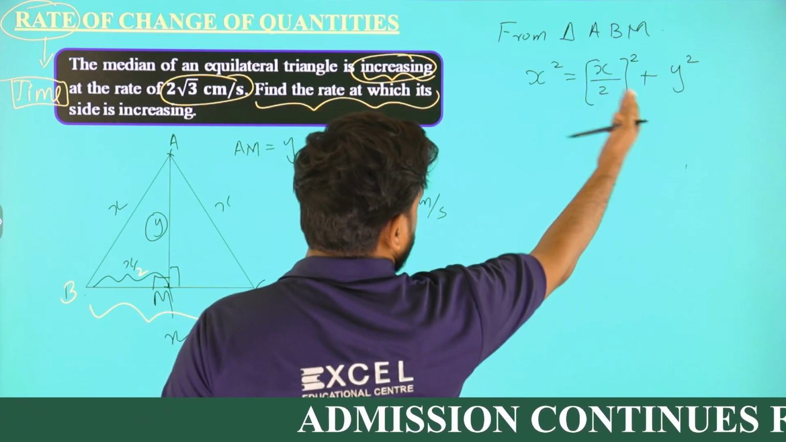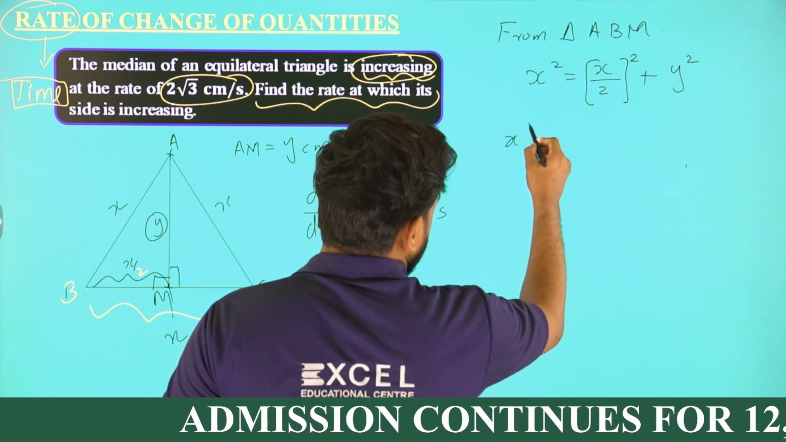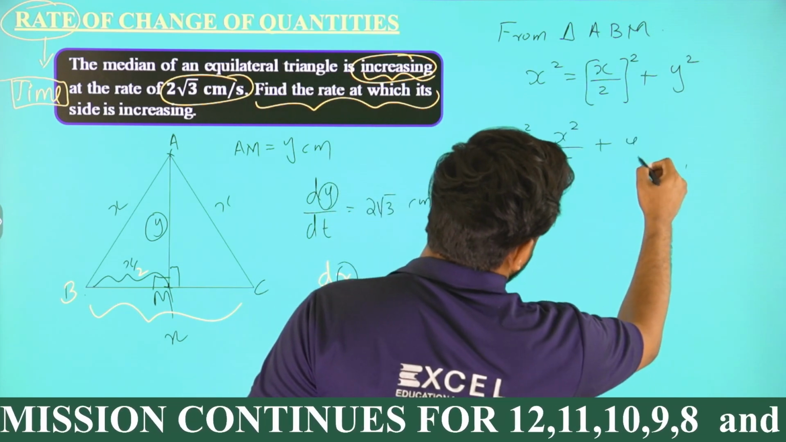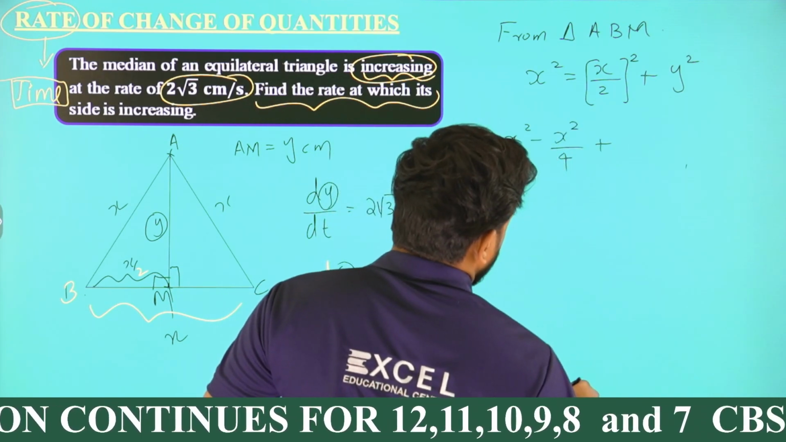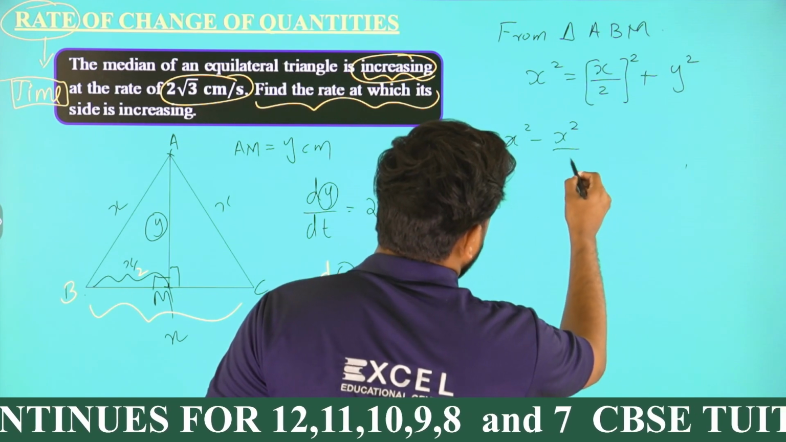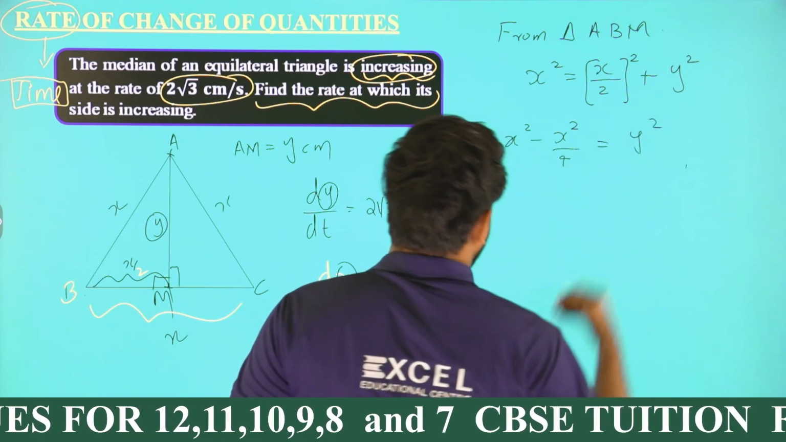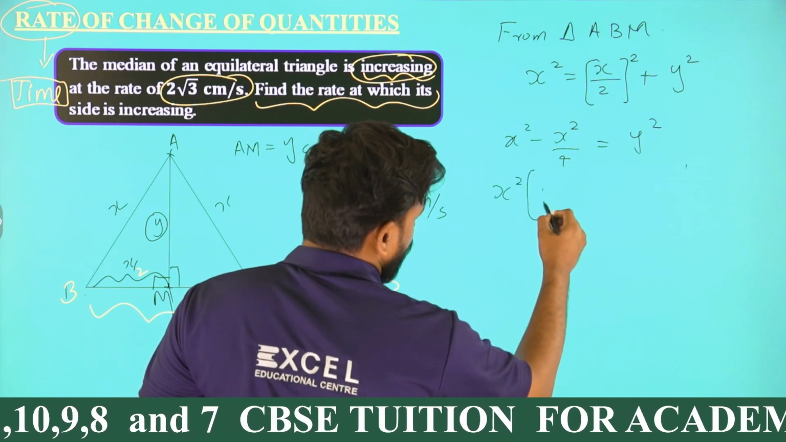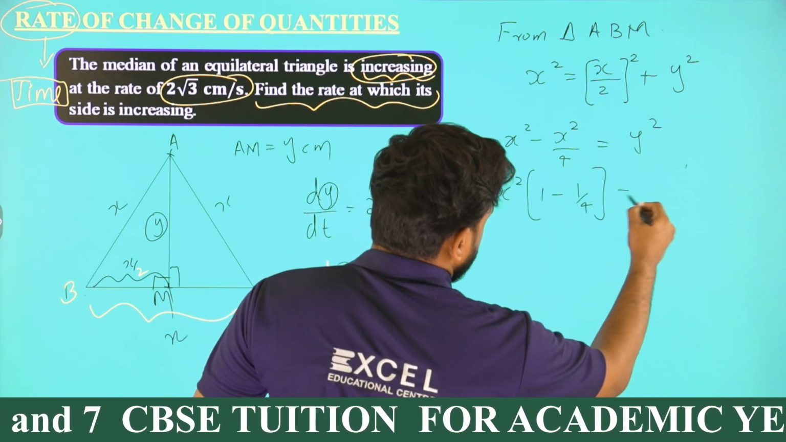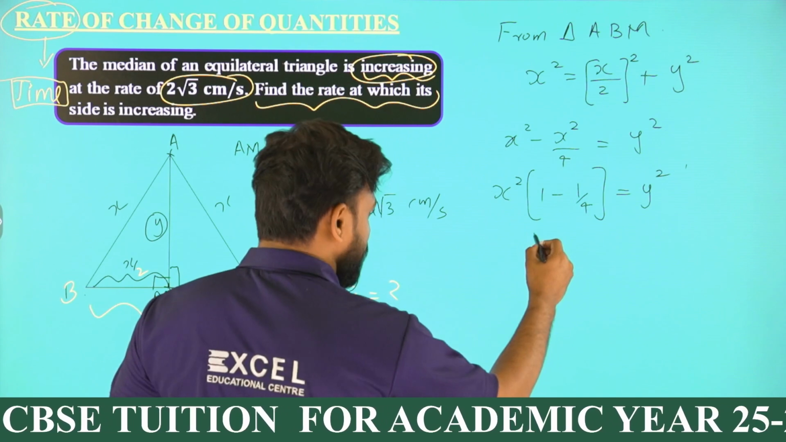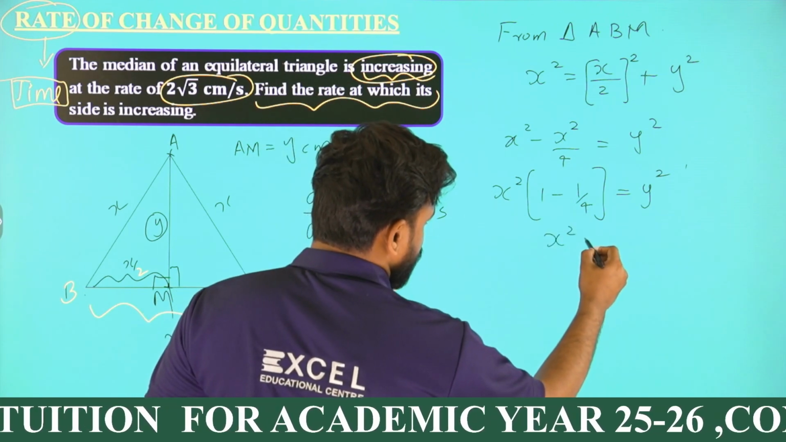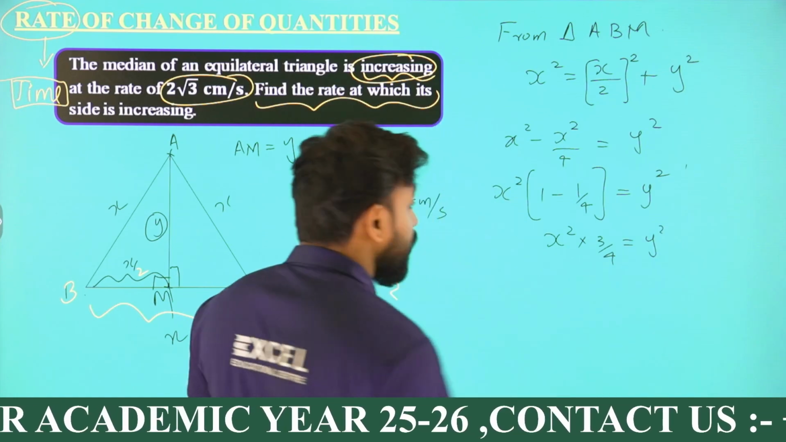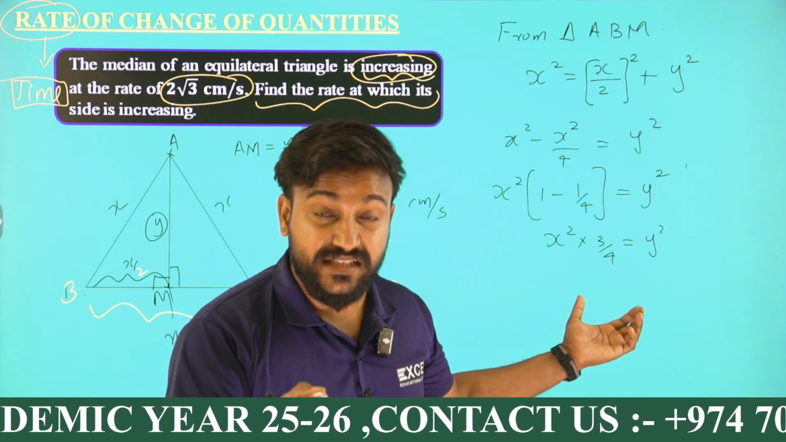So I'm going to take the x part to this side. x square minus x square by 4 equals y square. Then I take x square out. You will get 1 minus 1 by 4 equals y square. Cross multiplied, you get x square into 3 by 4 as y square. Now you got an equation that relates x and y.